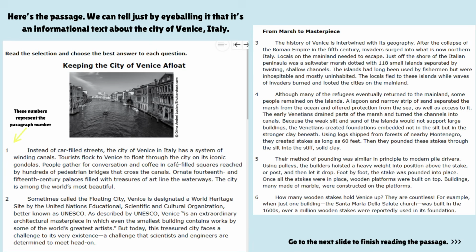How many wooden stakes hold Venice up? They are countless. For example, when just one building, the Santa Maria della Salute Church, was built in the 1600s, over 1 million wooden stakes were reportedly used in its foundation.